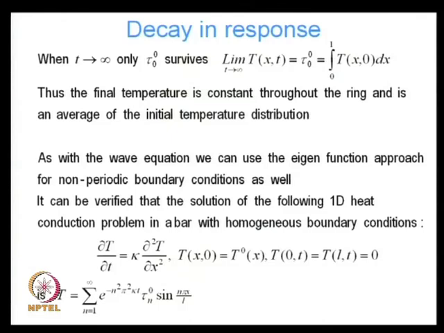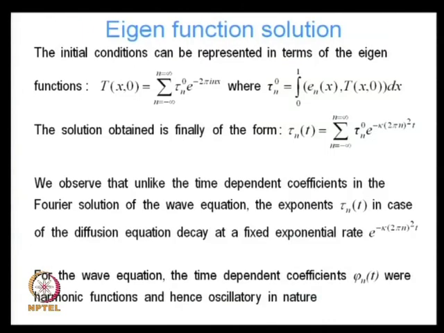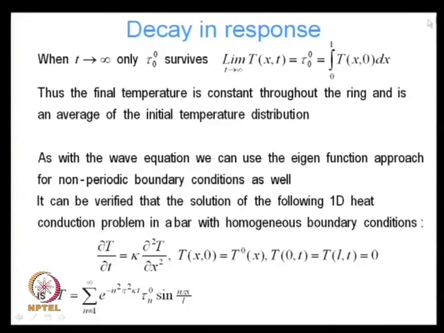And tau 0 0 we know from our eigen expansion of the initial conditions. Let us go and take a look at that again. So, tau 0 0 is equal to the inner product of E 0 x with T(x,0). E 0 x comes out to be 1. So, it is basically the integral from 0 to 1 of T(x,0) dx, right. So, that is going to be this.